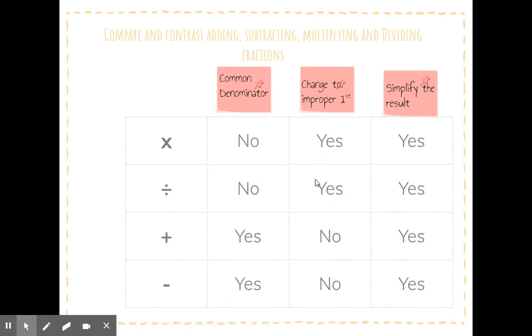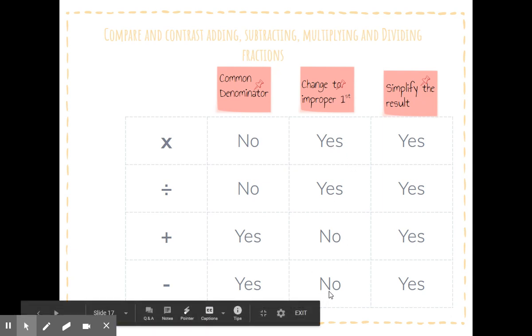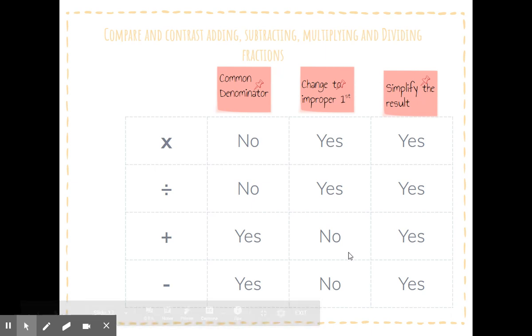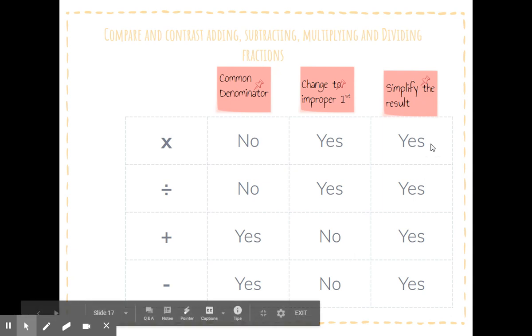Right here, do we have to change the numbers for multiplying and dividing to improper fractions before we move on? Yeah. When we have a mixed number, we have to change them to improper fractions before we multiply and divide. Do we have to do that for adding and subtracting fractions? No is the answer. When you multiply and divide, you must change mixed numbers to improper fractions. For adding and subtracting, what we're doing right now, you do not.